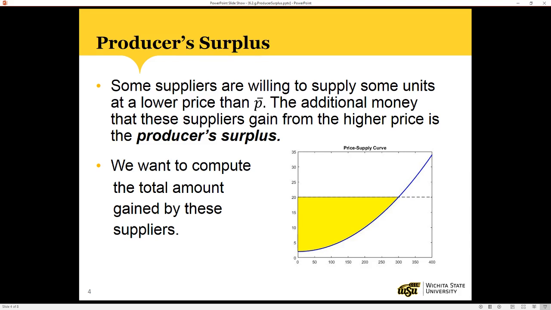What we want to do is compute the total amount gained by these suppliers. Now this is again the area between two curves, but notice that the upper curve is the constant P equals P bar, and the lower curve is the price supply curve. And the area marked in yellow is the total amount gained, or producer's surplus. Well, we know how to compute the area between two curves.